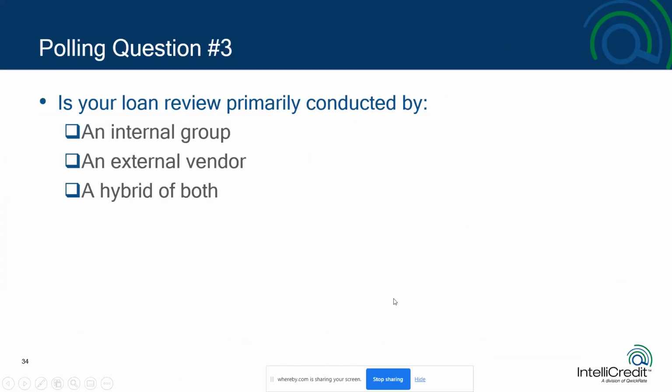So polling question number 3. Let's go to that, and that is your loan review primarily conducted by an internal group, an external vendor, or a hybrid of both? Get the polling question up and launch it for you. Hopefully you can see that. We'll give you a few seconds to respond to that.